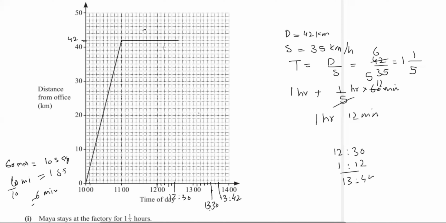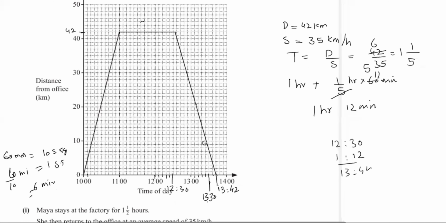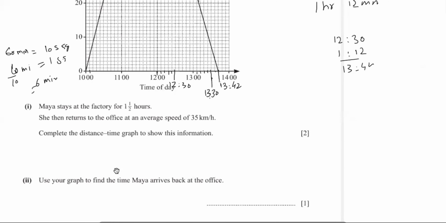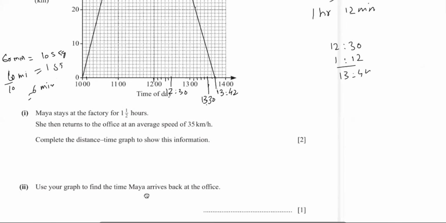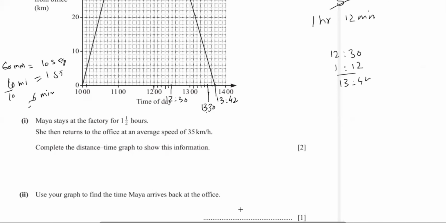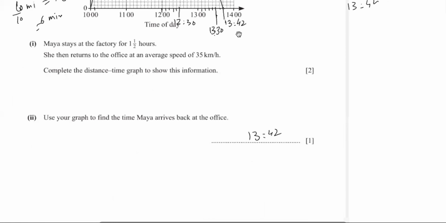Now we draw the distance time graph to return to office. This is the graph, and this is the answer. Next is use your graph, find when Maya arrives back at the office, and this is the time 13:42. We write here is the time when she returned to office. Now next part, we move to the next part of this question.